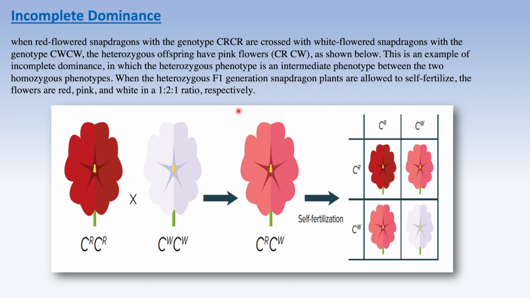Now, for the first generation, heterozygous, as you see, R and W, when we made self-fertilization, the flowers that we received were one red, one white, and two pink. So the ratio was 1 to 2 to 1. Again, I'll repeat. In incomplete dominance, two dominant alleles are not strong enough to be expressed. That's why we received the blended color here.